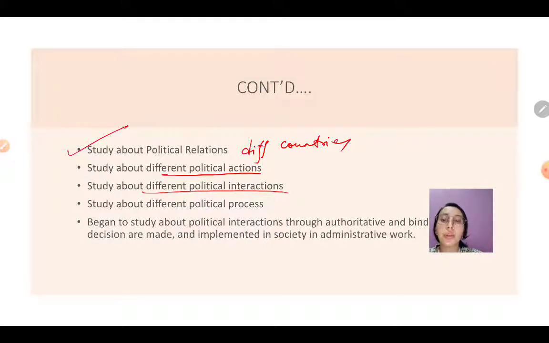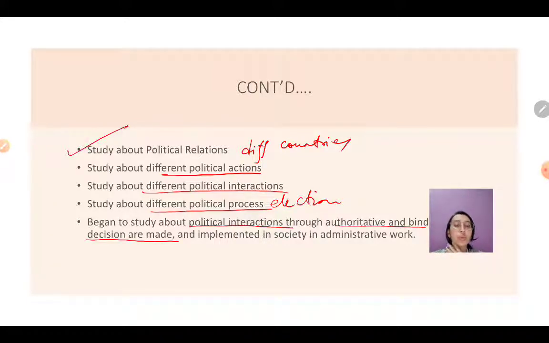So these are the things modern political science wanted to study: different political processes, political relations among different countries, and different actions done by different political parties. If a country has different political parties, there will be different political interactions among the people. And how this political process is totally related to elections, how it is done. It also began to study the political interactions through which authoritative and binding decisions are made. Authoritative means administrative sections are there, certain rules and regulations are there to follow, and binding decisions are made. Mandatory, uniform laws are made and implemented in society in administrative work.